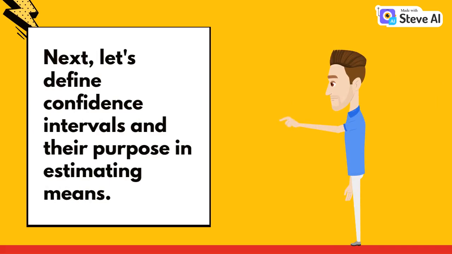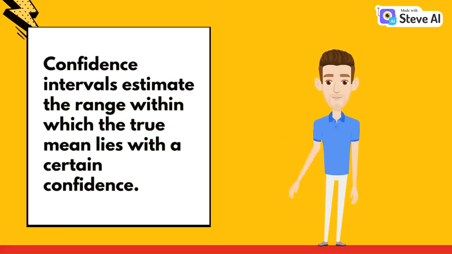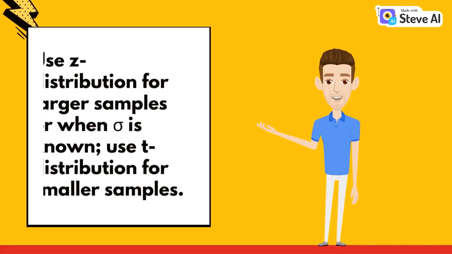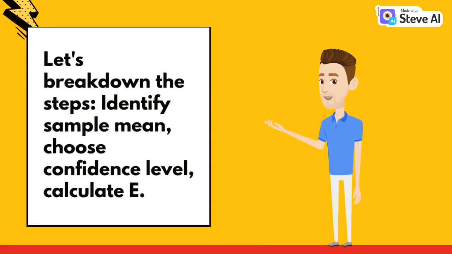Next, let's define confidence intervals and their purpose in estimating means. Confidence intervals estimate the range within which the true mean lies with a certain confidence. Use Z-distribution for larger samples, or when sigma is known, use T-distribution for smaller samples. Let's break down the steps. Identify sample mean, choose confidence level, calculate E.